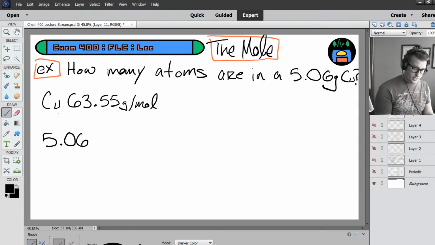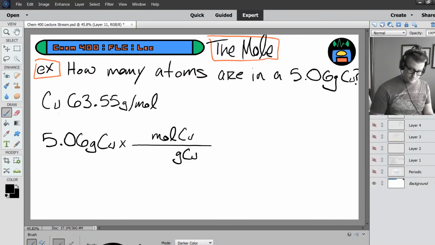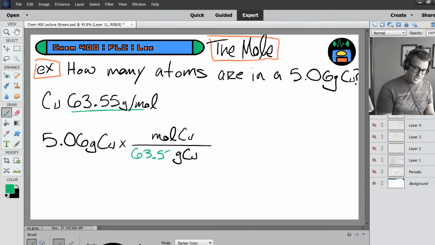You start with 5.06 grams of copper. In our first step, we need to convert grams of copper to moles of copper, all right? And we use the atomic mass, which tells us that there are 63.55 grams of copper in 1 mole, all right? So grams of copper cancels grams of copper.